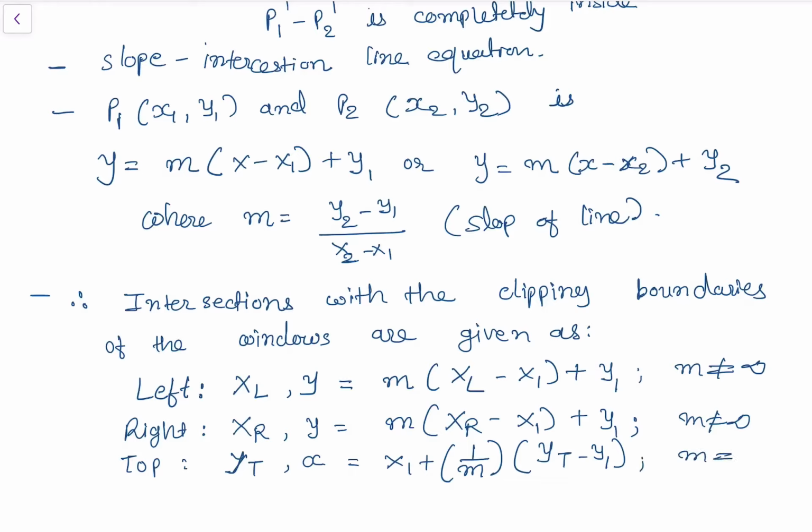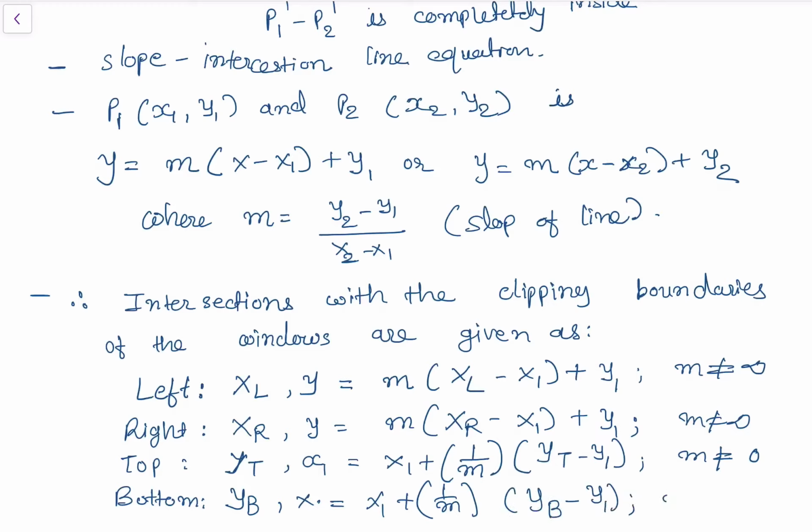M is not equal to 0. Similarly, we have the bottom equation, that is yb comma x is equal to x1 plus 1 upon m times (yb minus y1), where m is not equal to 0. This way we can solve the Sutherland subdivision line clipping algorithm.